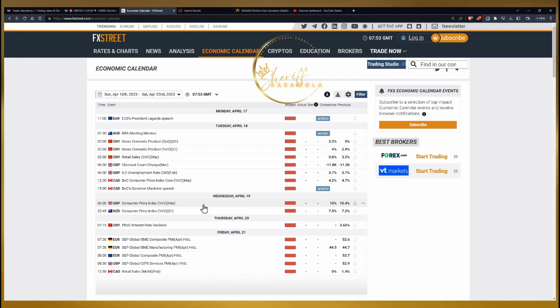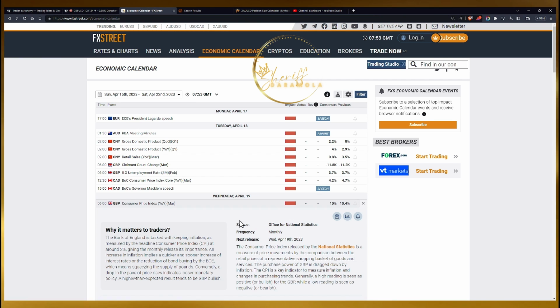Then the next event is coming in on Wednesday, which is the Consumer Price Index, another very high impact event, which measures the movement of price by the comparison between the retail sales of a representative shopping basket of goods and services.